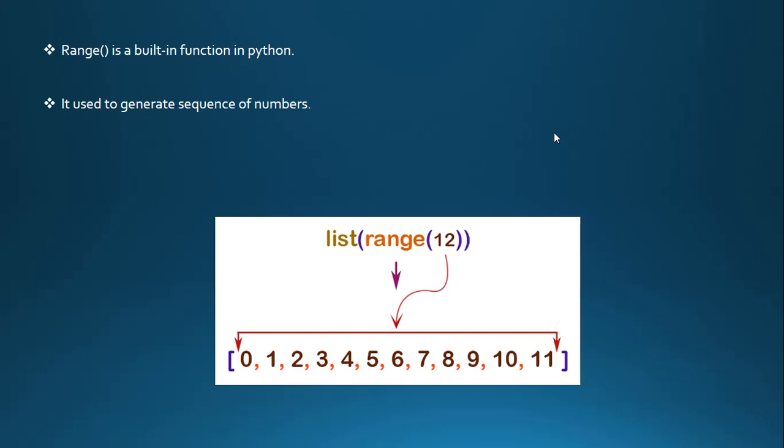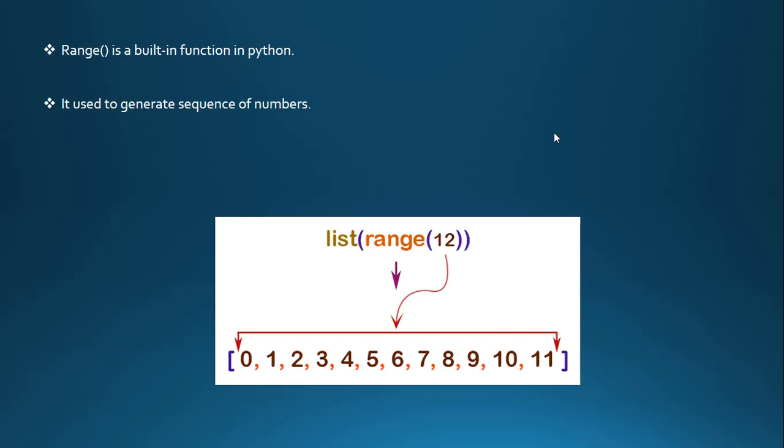Range is a constructor function and it takes three parameters: start, end, and iterate, or you can say increment. So by default it starts from 0 and it will go to n minus 1. That means if you are putting 12 here, it will start from 0 and go to less than 12. Less than 12 means n minus 1, and it is incrementing by one by default. You can change it later on.